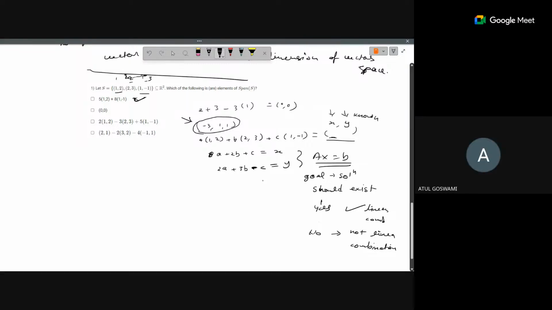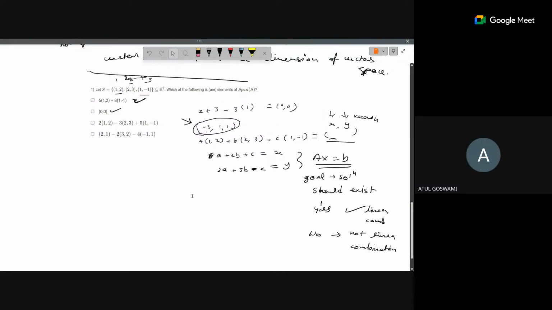So you can directly see, if you add these two and subtract minus 3 times the first vector, minus 3 times the first vector plus 1 plus 1, you can see we will get 0. So you are finding this solution fast. This is a different thing, but this is the way to solve this.